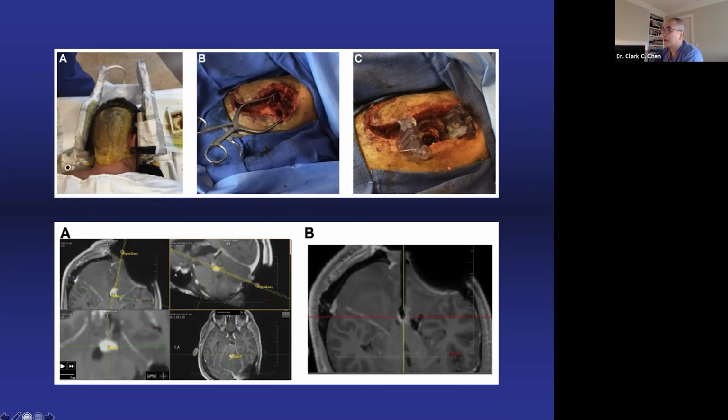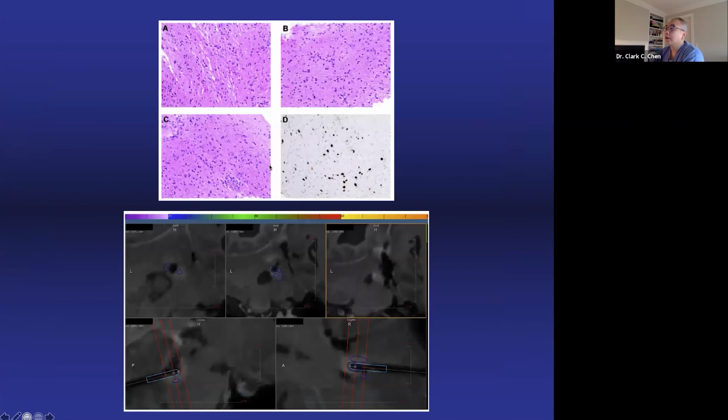This is the biopsy, rather the ceramic needle that confirms that we're in the lesion. This is a H3K27 mutated glioma. And as we made a definitive diagnosis, we inserted a laser probe through the same procedure and ablated the area.